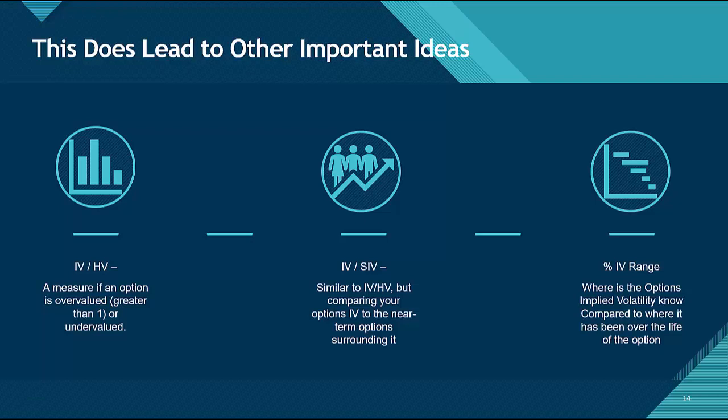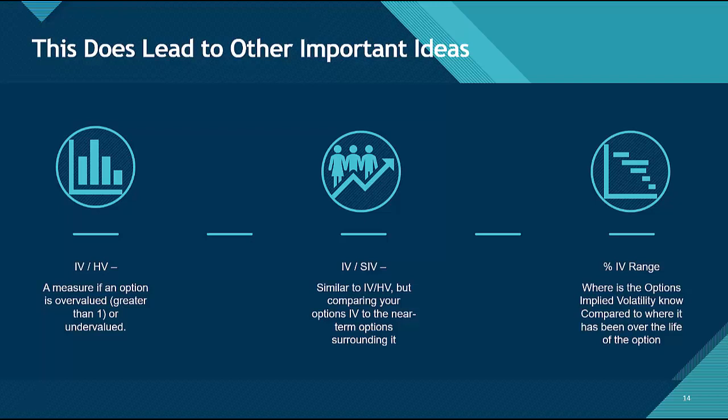Of course, this does lead to other important ideas. We talked about the implied volatility and the historical volatility, but we're looking at the probabilities here. If you take the IV of your option and divide it by the historical volatility of the stock, that's the IV over HV ratio. It's considered a measure of whether an option is overvalued, if the IV-HV ratio is greater than 1, or undervalued if that ratio is less than 1, meaning the IV is less than the historical volatility. Those are filters you can use in most searches in PowerOptions.